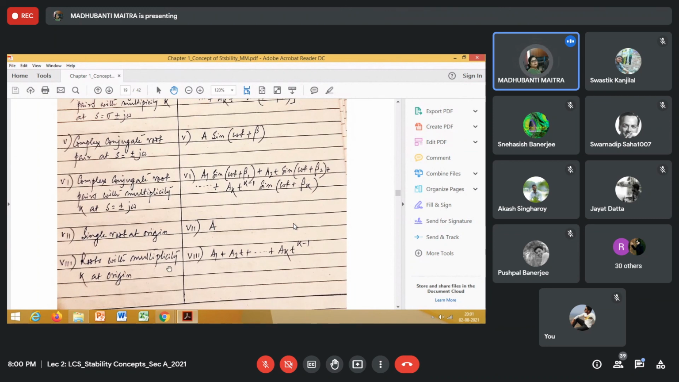And the last case is multiple roots at the origin of the S plane. So roots with multiplicity k at the origin. And the response term will be given by a1 + a2 t + ... + ak t^(k-1). Again, you form the transfer function. Here it will be very simple, that is A by s square. A by s square, and try to find out, it's your assignment. Please try to find out c(t).